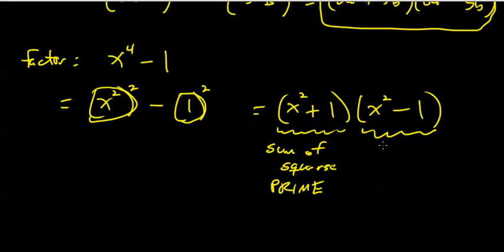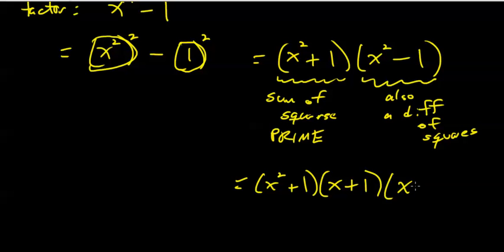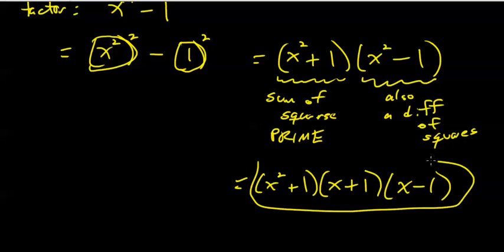But notice x squared minus 1 is also a difference of squares, is it not? So what I can do in this problem is apply my difference of squares pattern twice. Don't forget to carry down your prime factors into your final answer. X squared minus 1, well, of course, that's x plus 1 times x minus 1. So here is my final completely factored answer for the expression.